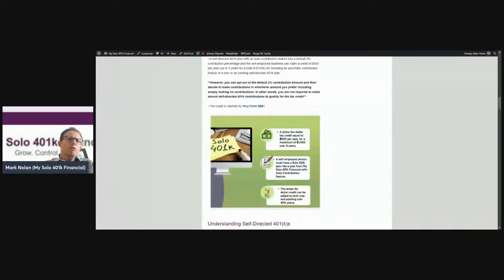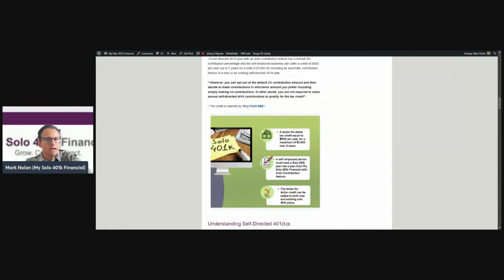The solo 401k plan also allows for the auto contribution credit, which is $1,500. That applies to anyone that opens a solo 401k plan here in 2025. The plan document is going to have that $1,500 auto contribution credit built into it, which means you're going to be able to deduct $500 in your business tax return over a 3-year period for a total of $1,500. That is the auto contribution credit.